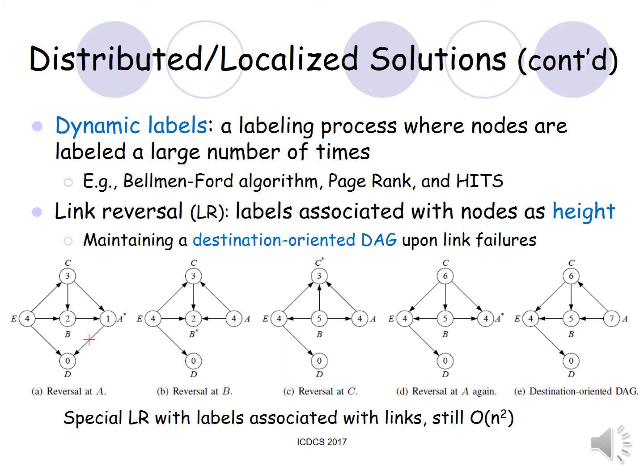So overall, it has been shown that there is no efficient algorithm to quickly find a new destination-oriented DAG. But this is a classic example of a dynamic label, which maintains a structure which is a DAG.